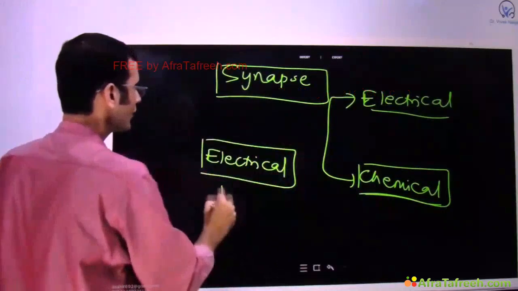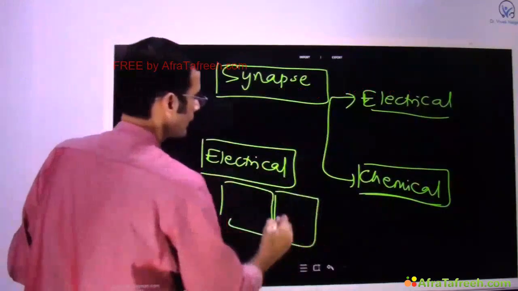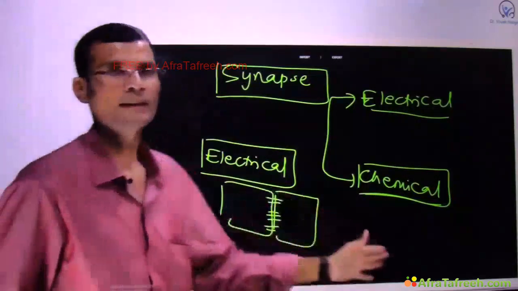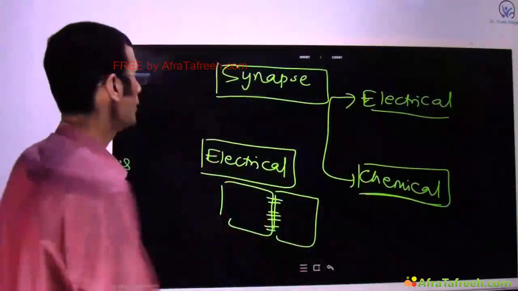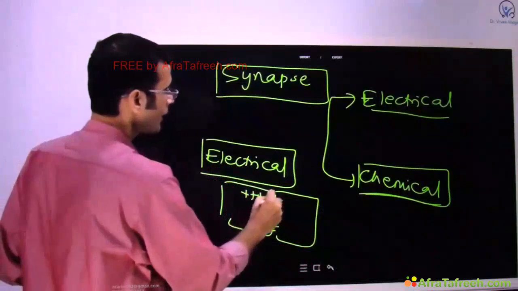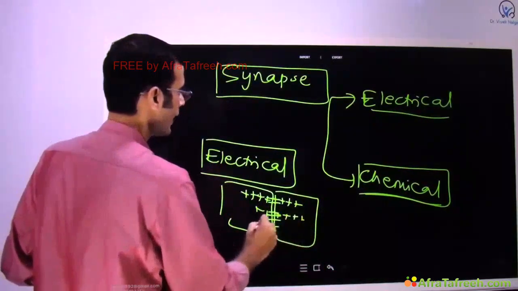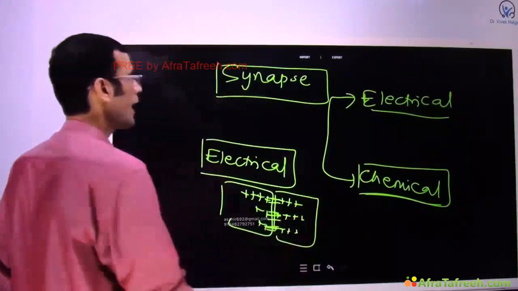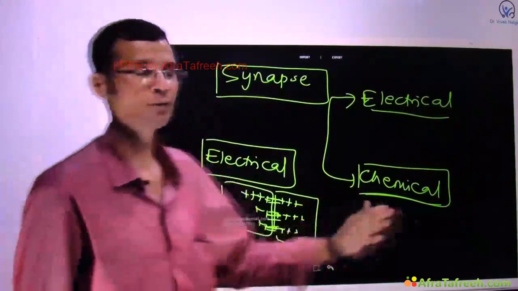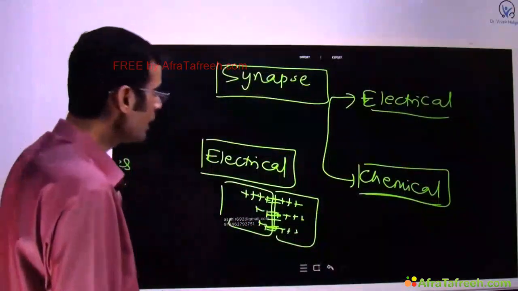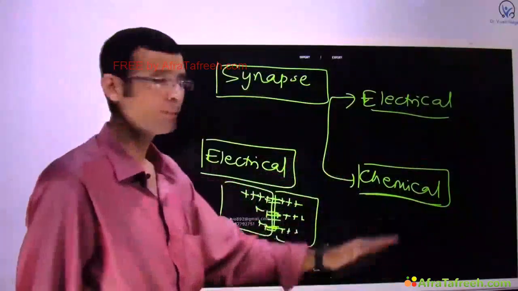What is an electrical synapse? There are gap junctions between adjacent cells, so that there is direct transfer of charges from one cell to the next. That is an electrical synapse, a direct spread of charges from one cell to the next. Now, how is it different from the chemical synapse?